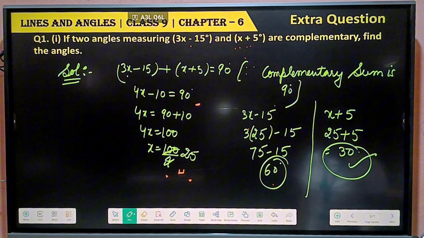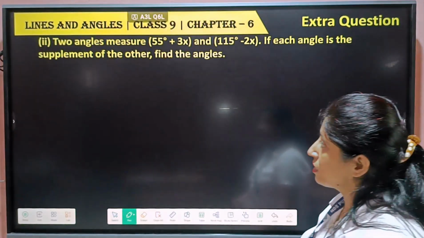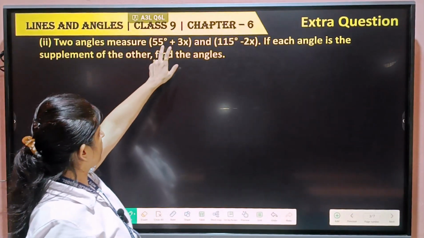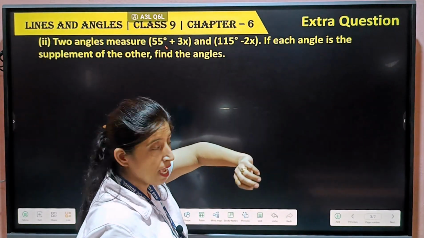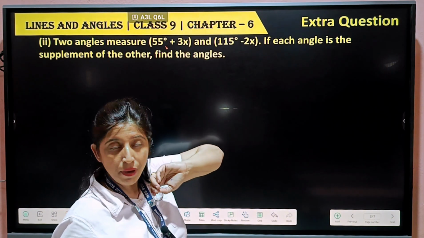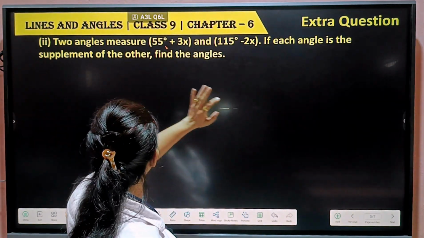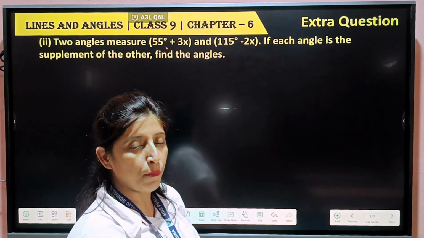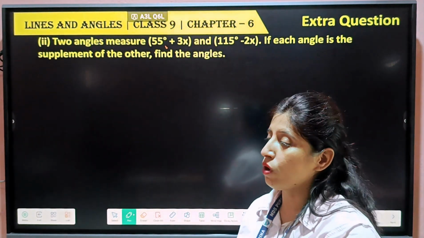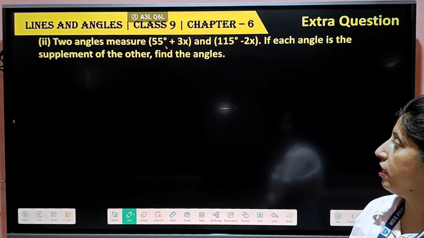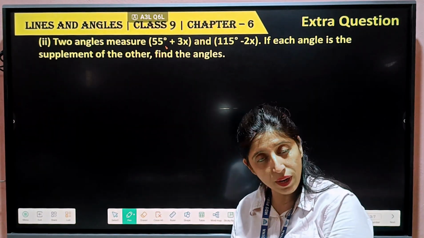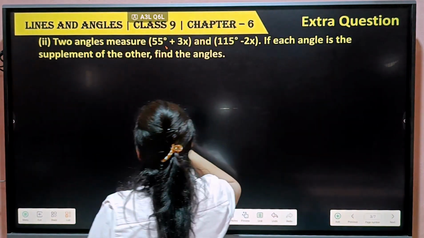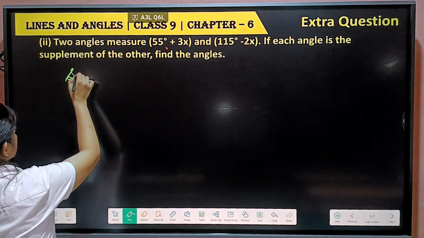Now we will discuss the second part of this. What is the second part? Two angle measures are this and this. One is 55 degrees plus 3x and the other is 115 degrees minus 2x, right? If two angles are given that are supplementary of each other, it means these two angles' sum is equal to 180 degrees, right? If two angles are complementary, then their sum is equal to 90 degrees. So now we will start the solution.